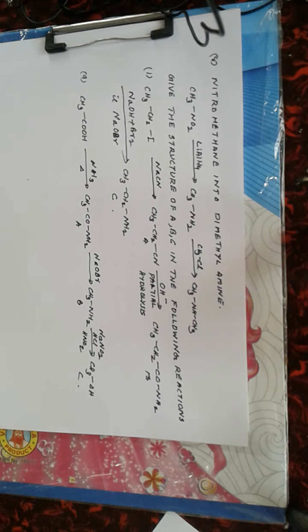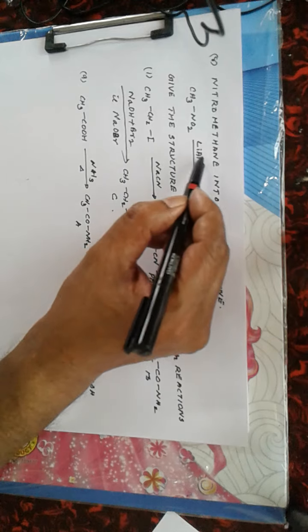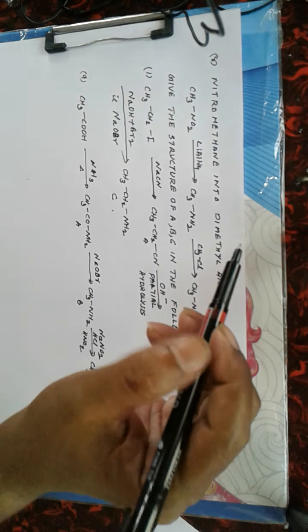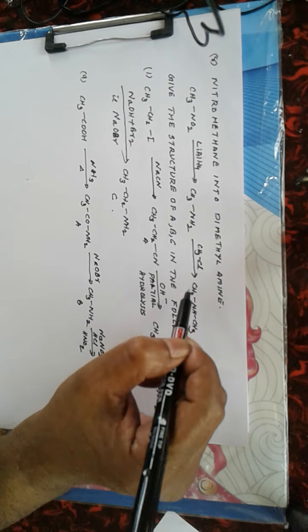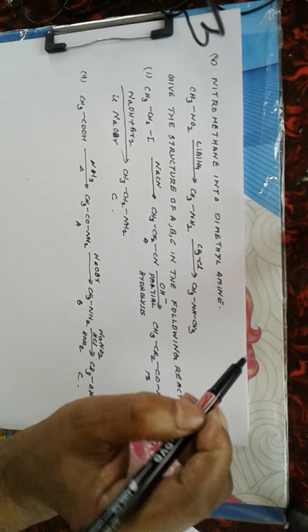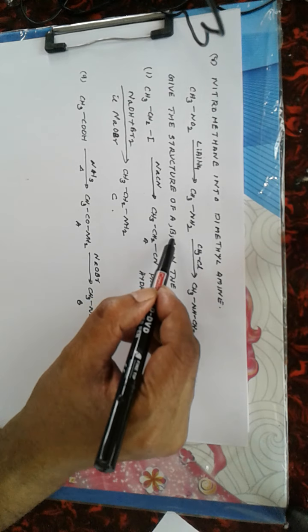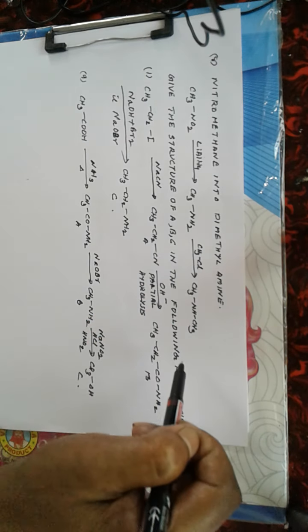The nitromethane into dimethylamine, that is CH3NO2, lithium aluminum hydride reduction, CH3NH2, then reaction with CH3Cl, CH3NHCH3, that is simple. Give the structures of A, B, C in the following reactions.